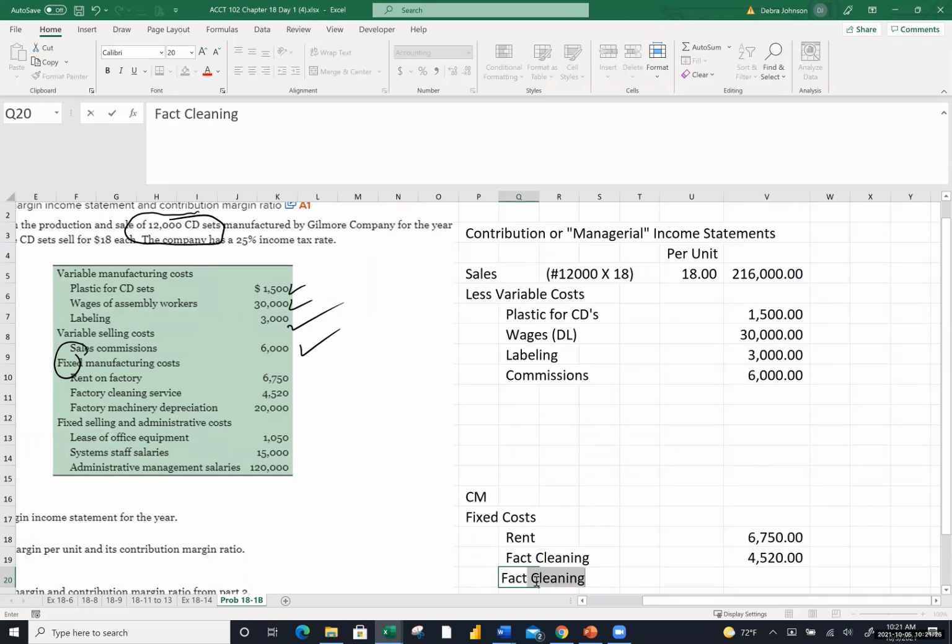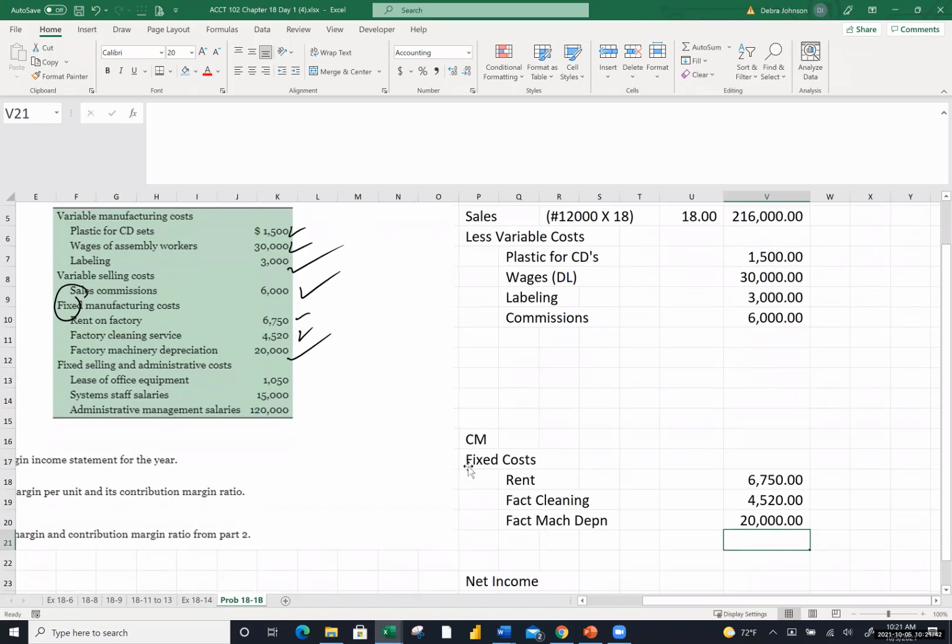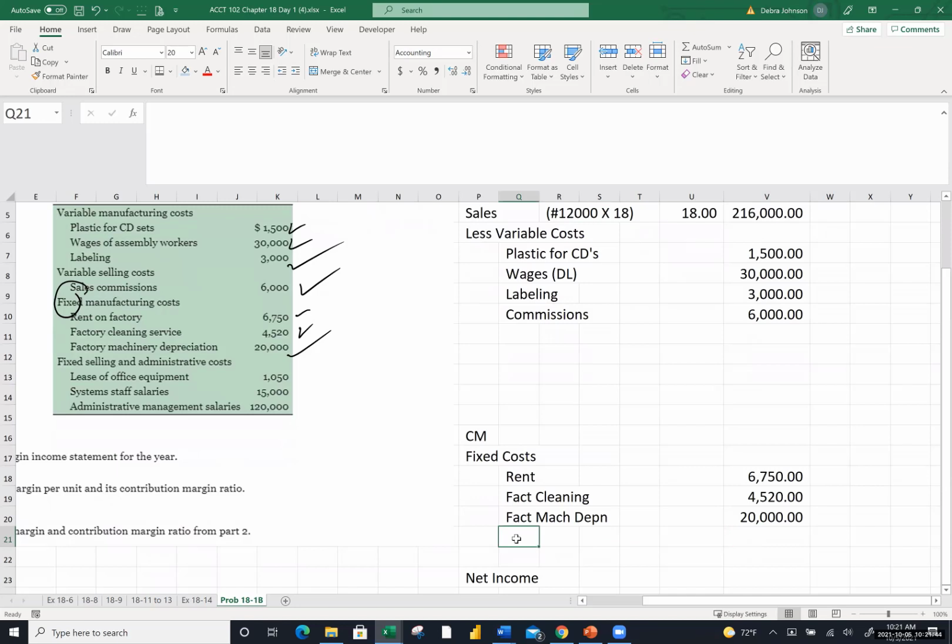And they also have machinery depreciation. If it's straight line, that's also fixed. And so I've taken care of these next three. We've got three left. They are all fixed, so they're going to go down here, and I need to create a little bit more space for myself. So let me insert some lines.